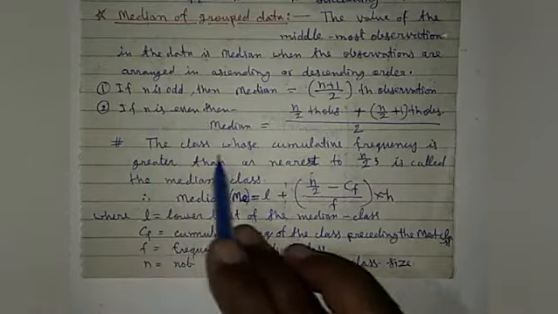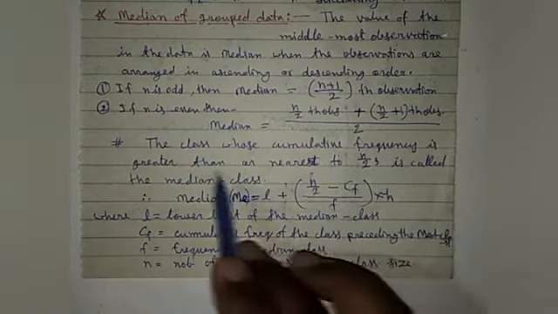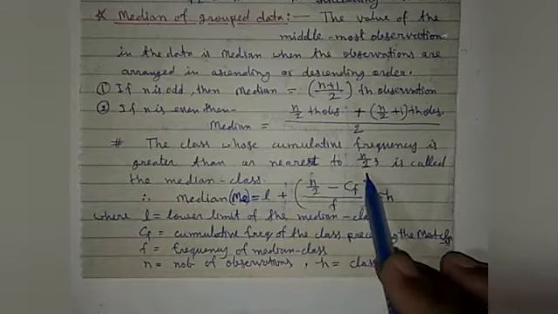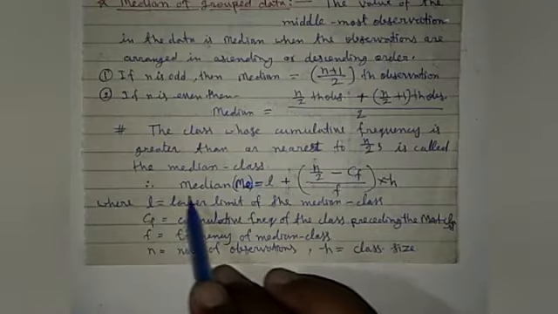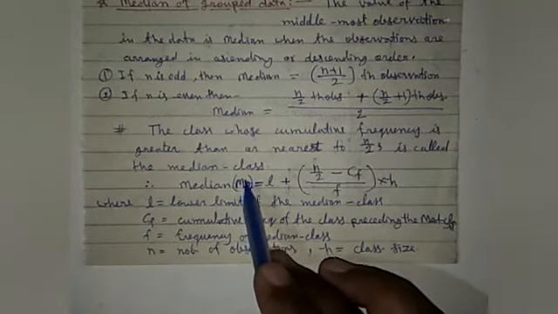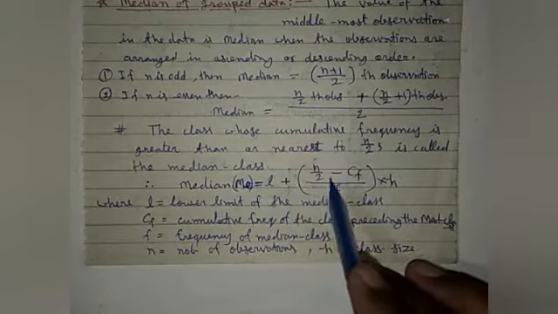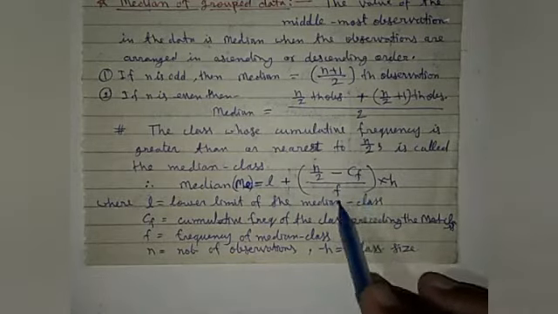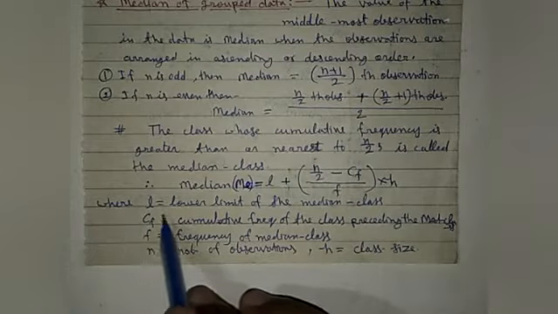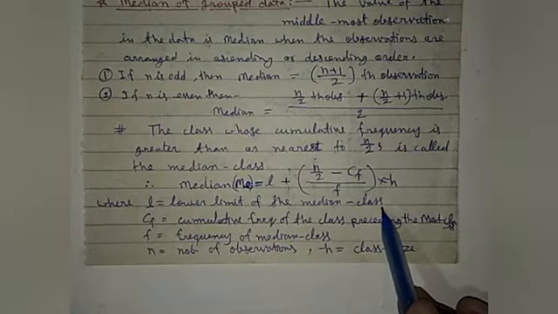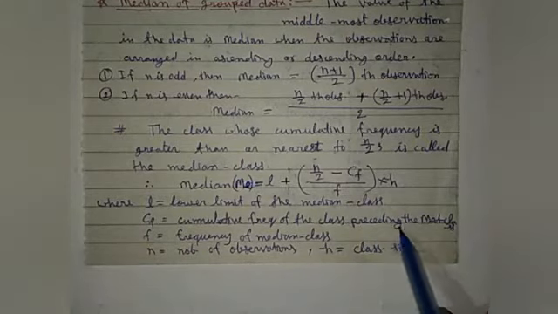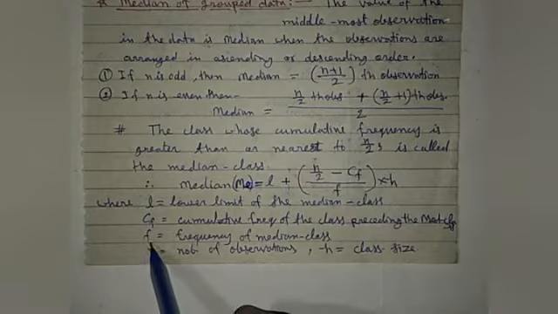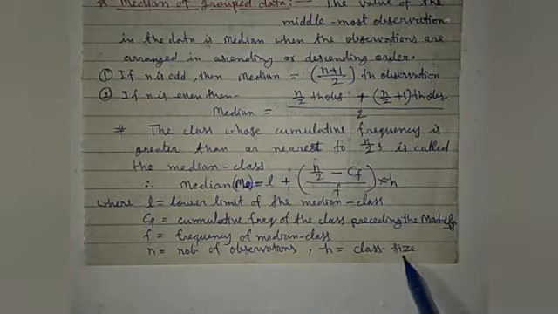Now the class whose cumulative frequency is greater than or nearest to n by 2 is known as the median class. Hence the median, which is denoted by ME, is given by L plus (n by 2 minus CF) divided by F, into H, where L is the lower limit of the median class. Here we find the median class, and CF is the cumulative frequency of the class preceding the median class, and F is the frequency of the median class, n is the number of observations, and H is the class size.